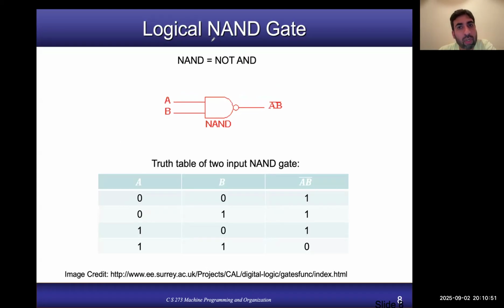Okay, another logical operation is NAND, which is basically the same as NOT AND. If you want to do a NAND operation on A and B, first you find the AND of A and B, and then on the result you apply the NOT operation, right? So it has this truth table.